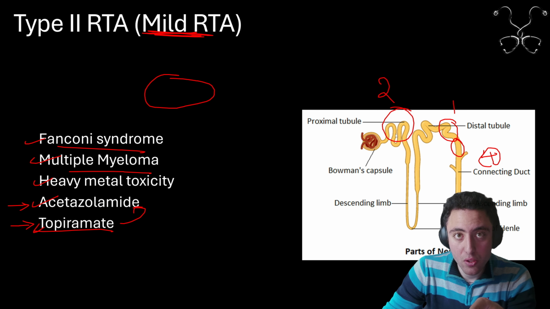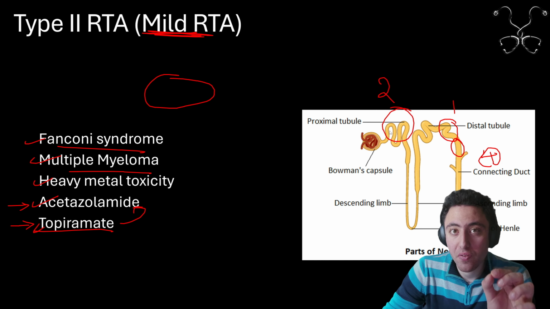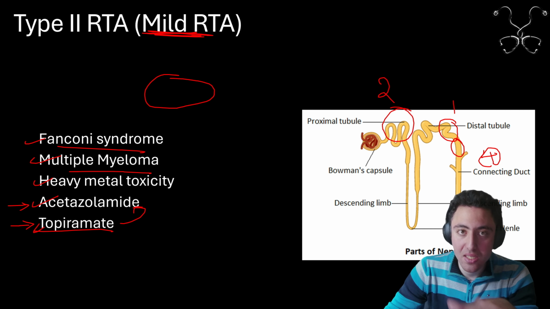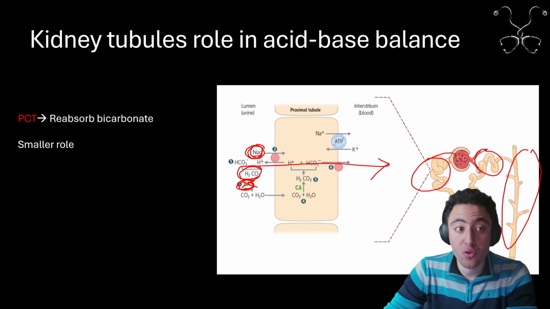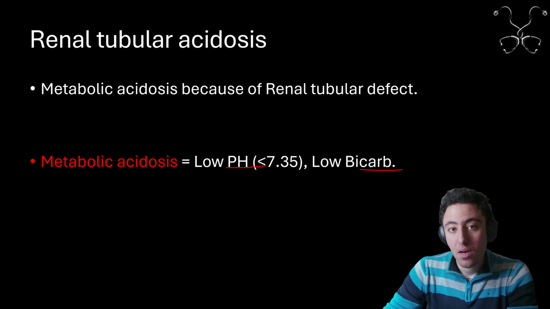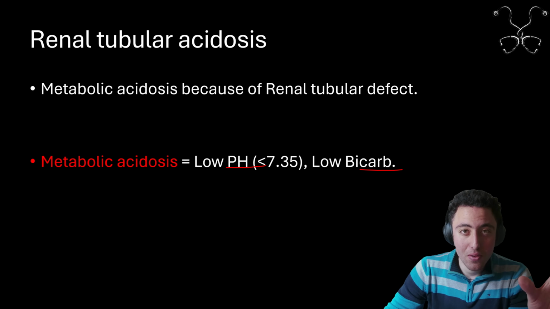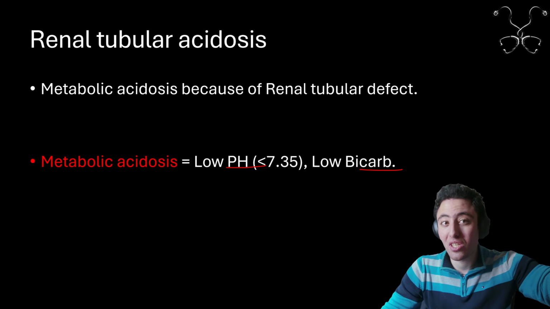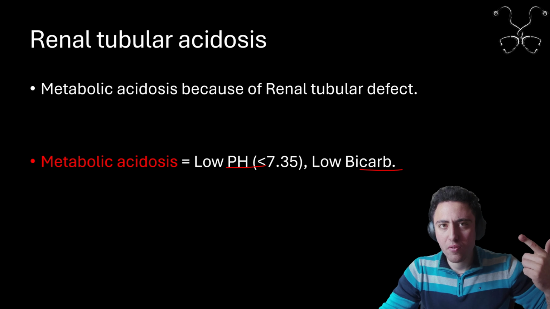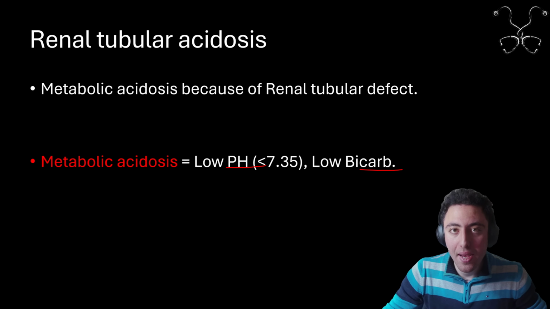Just don't forget that in type 2 RTA, the proximal convoluted tubule's reabsorptive capacity for sodium bicarbonate is deficient. In type 1 and type 4, the acid excretion capacity is impaired. And just remember the two functions of the kidney tubules in acid-base balance, which are reabsorbing bicarbonate and excreting acid. And don't forget, renal tubular acidosis means metabolic acidosis because of renal tubular dysfunction. And what's the renal tubular function? Reabsorb bicarbonate and excrete acid.